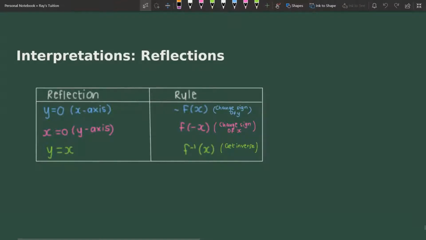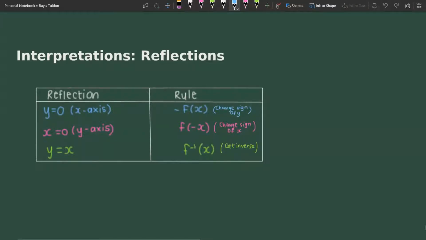So the first one we will look at is when y is equal to 0. That is the equation of the x-axis. So it's a reflection about the x-axis, which means the x-axis is like a mirror. And the rule that we follow is we're going to calculate minus f of x, which requires us to change the sign of y or f of x.